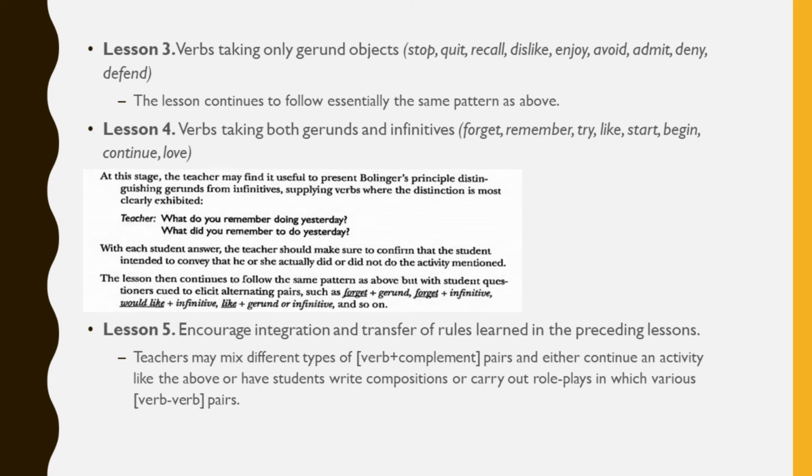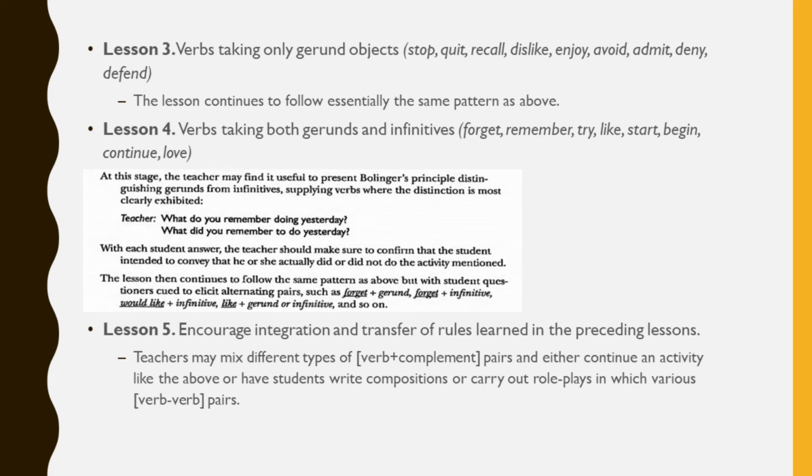For example, what do you remember doing yesterday? What did you remember to do yesterday? With each student answer, the teacher should make sure to confirm that the student intended to convey that he or she actually did or did not do the activity mentioned. The lesson then continues to follow the same pattern as above, but with student questionnaires skewed to elicit alternating pairs, such as forget plus gerund, forget plus infinitive, would like plus infinitive, like plus gerund or infinitive, and so on.